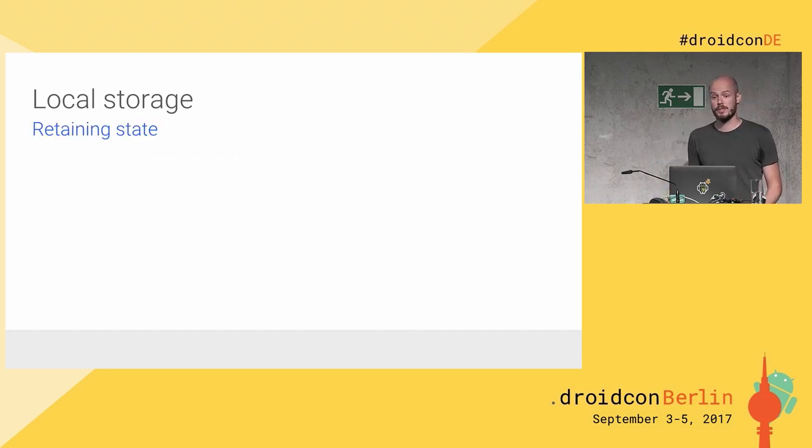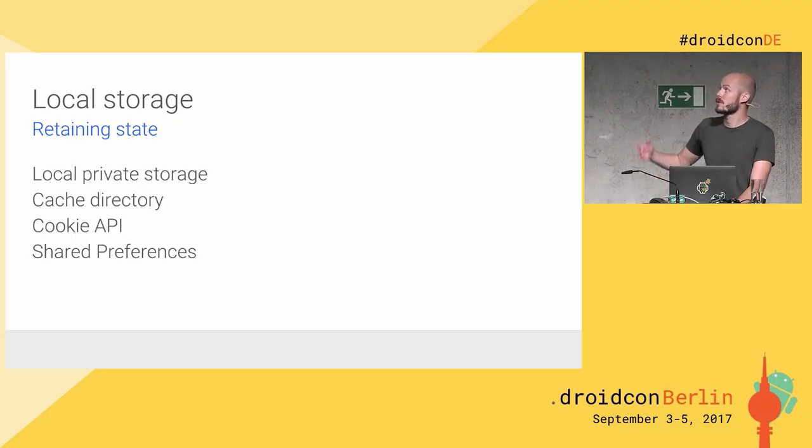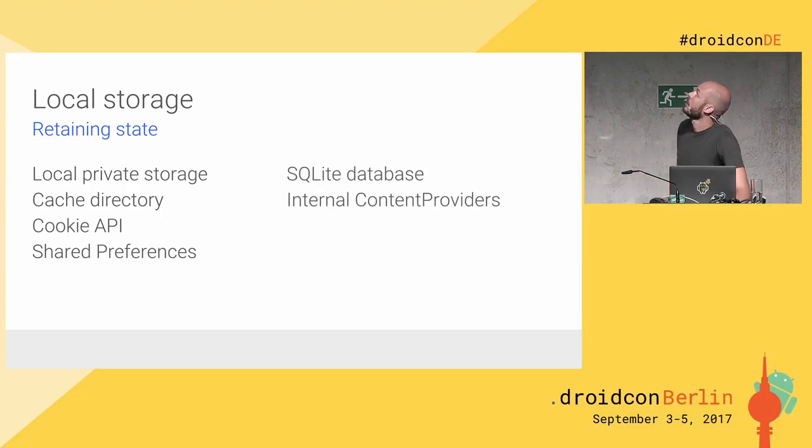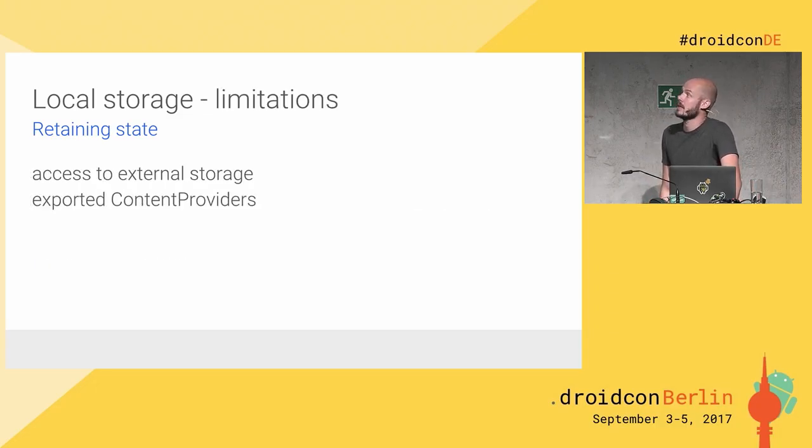Also, you probably want to store something on the device of the users, so you can use local private storage, the cache directory, the cookie API, or shared preferences, just as you already did with your installed app. Or you could use internal content providers or SQLite databases, so those work fine as well. But you don't get access to external storage or exported content providers, because that would leak user data in the worst case. So we try to tighten this up a little bit, to make sure it's as secure as possible.